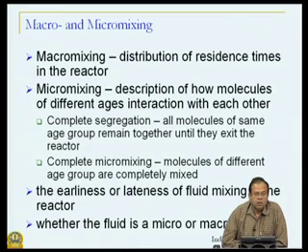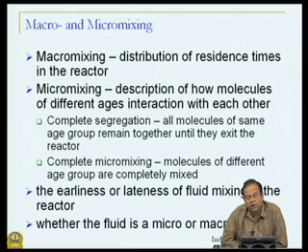Summarize this. Macro mixing is a distribution of residence times in the reactor. So, depending on the flow conditions, the age of the fluid element in the reactor matters. Micro mixing on the other hand is a description of how molecules of different ages in the reactor, so fluid elements of different ages, interact with each other. And it is here that once again we can draw two distinct limits.